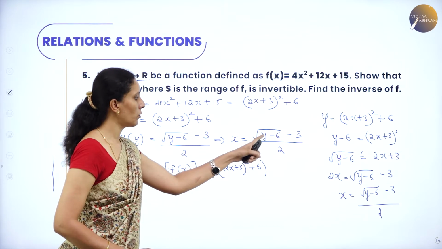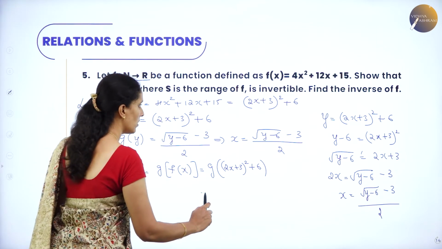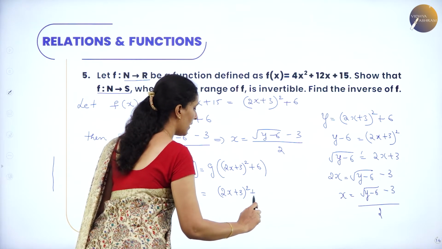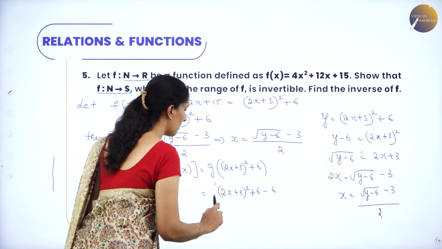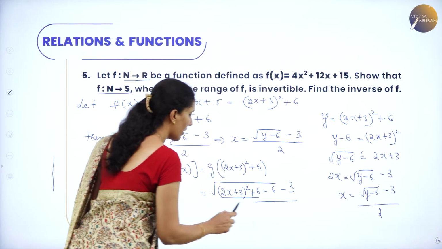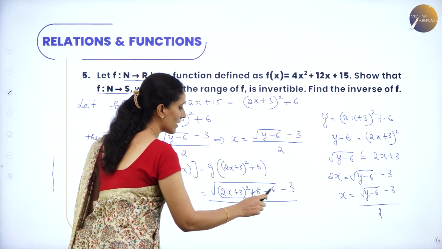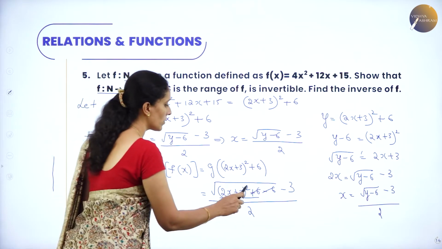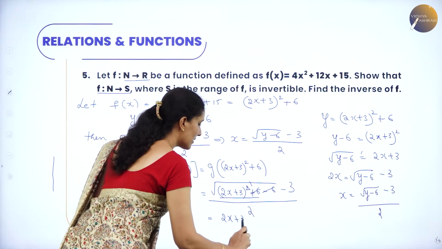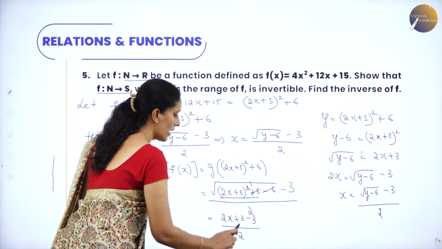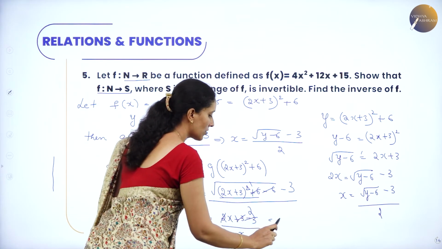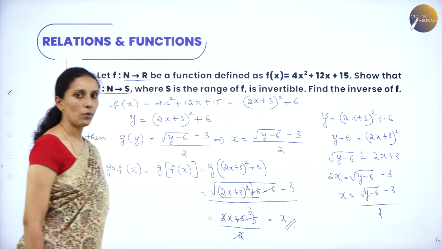It is defined in the form of root y minus 6 minus 3 divided by 2. So that is, in the place of y, you are substituting this term: root of 2x plus 3 whole square plus 6 minus 6, minus 3, divided by 2. So plus 6 minus 6 cancels here. So square and square root also cancel. So then we are left with 2x plus 3 minus 3 divided by 2. Again plus 3 minus 3 cancel. 2x by 2, the 2 and 2 get cancelled. We got g naught f is equal to x.